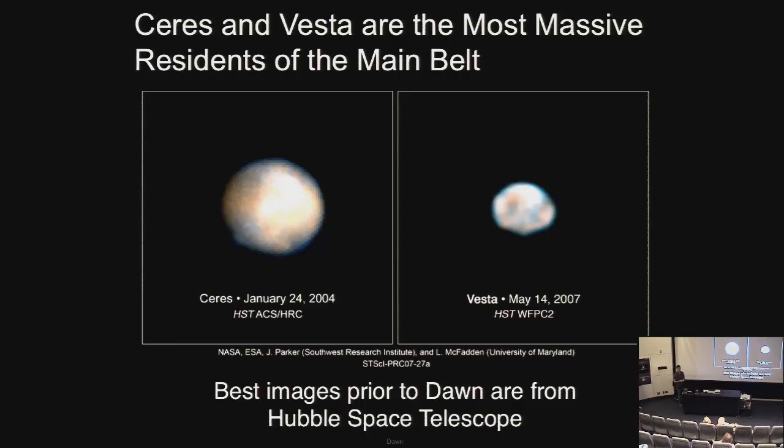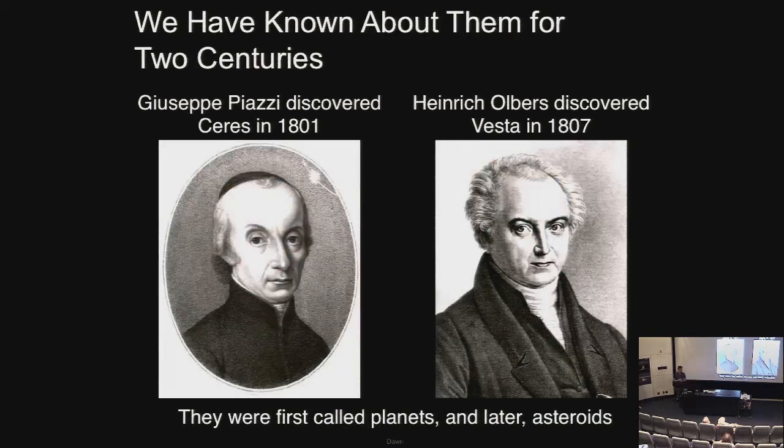And the answer turns out to be we still don't know what they are, but they're even more interesting when you see them up close. Okay, and these guys are the discoverers of Ceres on the left and Vesta on the right. The dates are sort of interesting here.